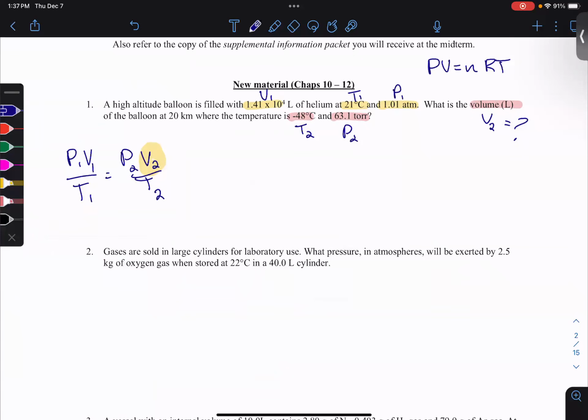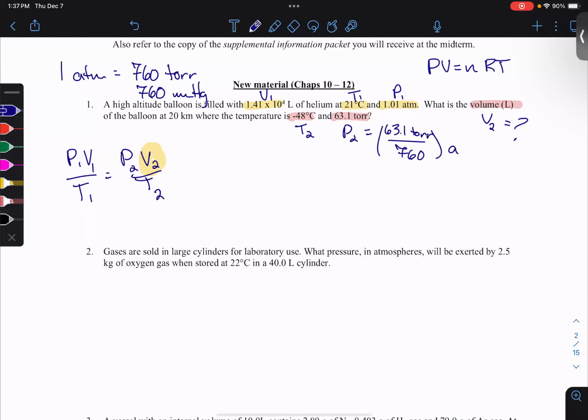I've memorized at this point in my life that 1 atmosphere is equal to how many torr? 760. And a torr is the same as what other unit? Millimeters of mercury. So 760 torr, 760 millimeters mercury, it's the same thing. So this second pressure is 63.1 torr over 760, and whatever that value is, is the atm value. And I think I wrote that down. It is 0.08302 atmospheres. So we just plug everything in and solve for V2.